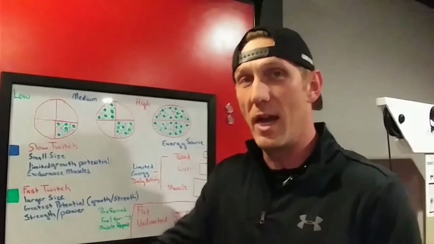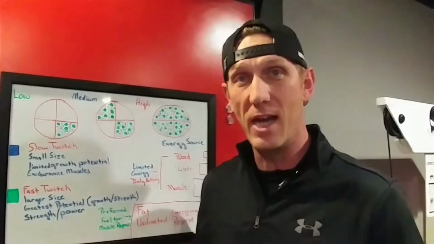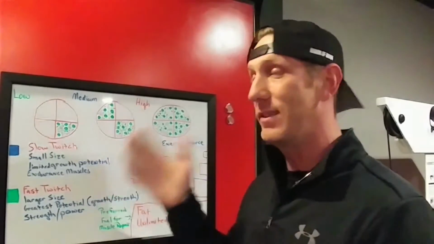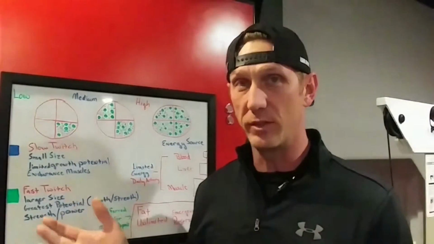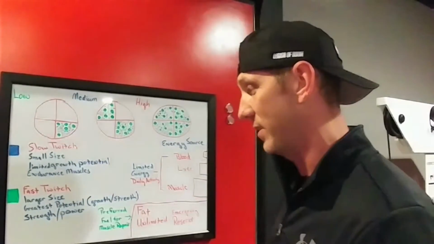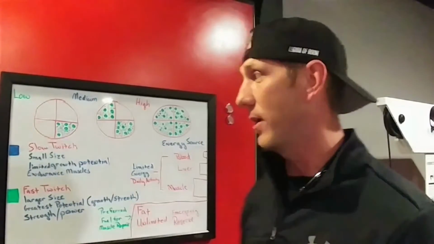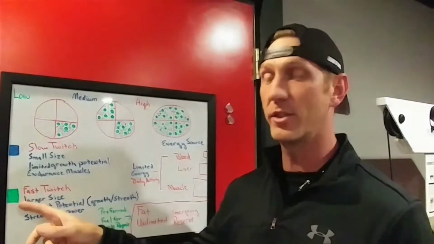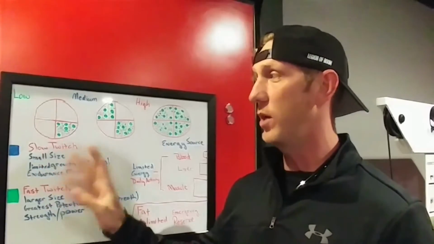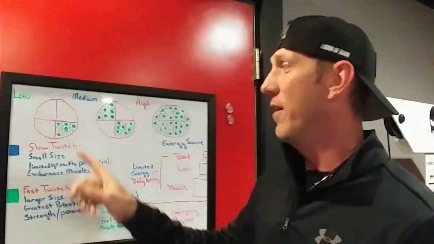The muscles that I'm utilizing right now with my hand gestures, my facial gestures, to stabilize my body while I'm standing, these are your slow twitch muscle fibers. We also have the fast twitch muscle fibers, which are larger in size. They have the greatest potential for growth and strength. This is where you get your strength and your power through your body. I've drawn that representation here with green being our fast twitch, blue being our slow twitch, and I've tried to represent that size just as an example here.